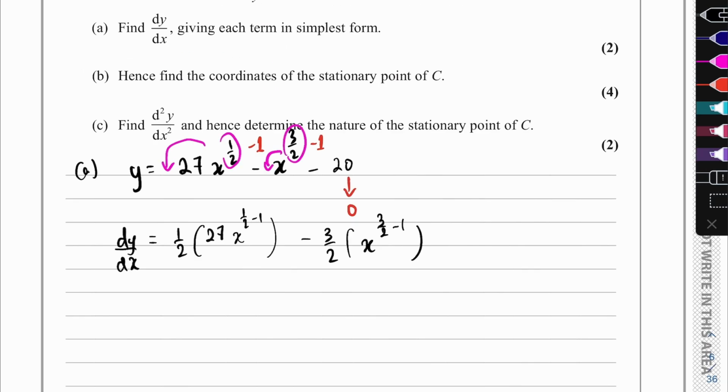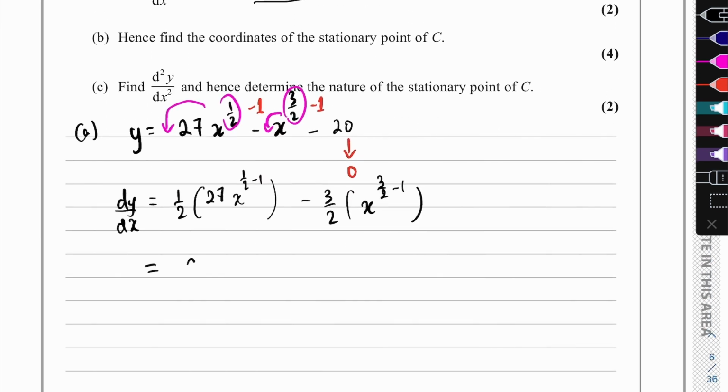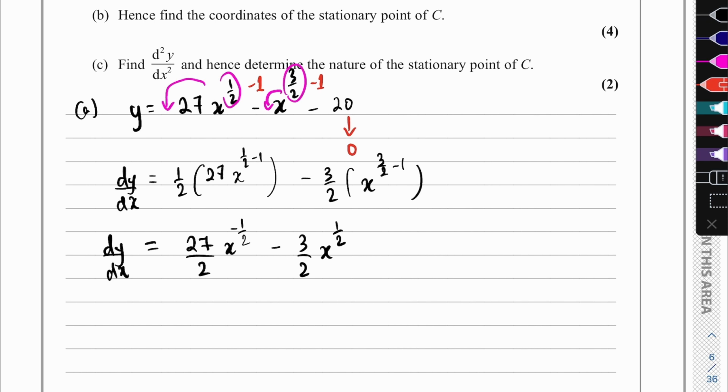Now let's simplify this, because they tell you simplest form. So this will only get you 1 mark. So this is 27 over 2, and a half take away 1 is x to the power of negative a half, then minus 3 over 2 x to the power, so 3 over 2 is 1.5, take away 1 is 0.5, which is a half. So this is our dy over dx. So we get 1 mark for differentiating properly, this is M1, and 1 mark for the answer, A1, and we can conclude that this is the final answer for A.